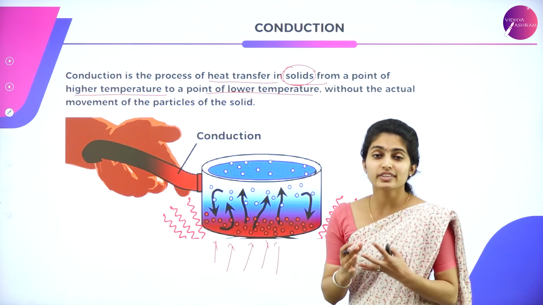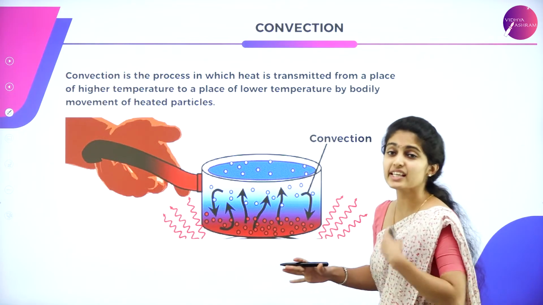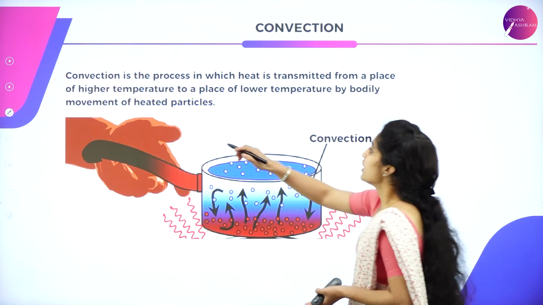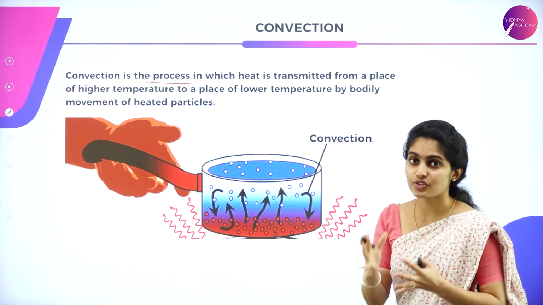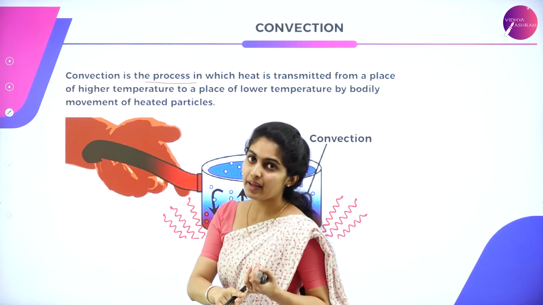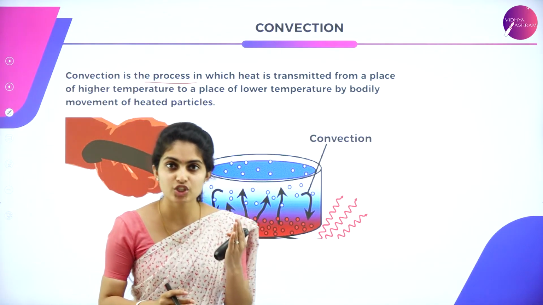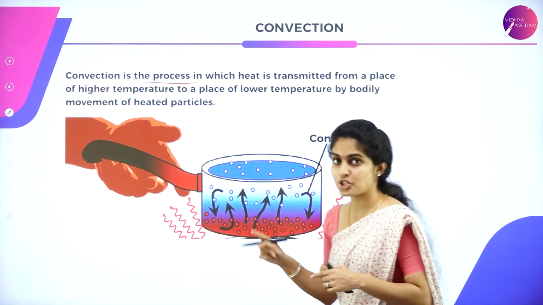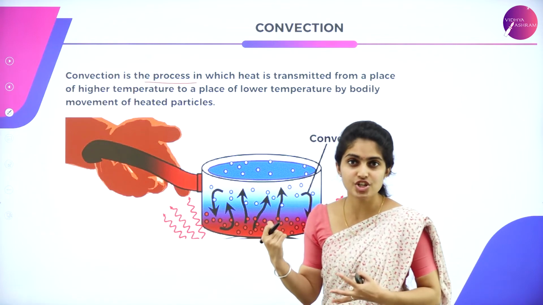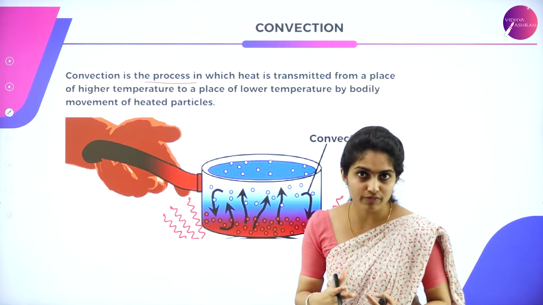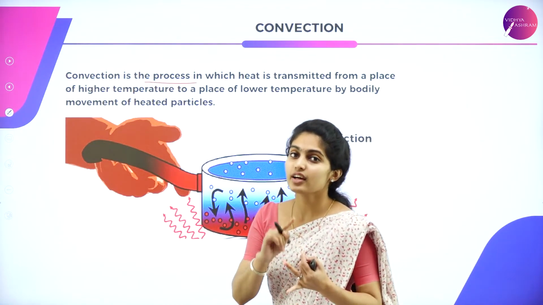When you're clear with what is meant by conduction, the same image goes for convection. Convection is a process in which there is heat transfer from one place to another, from a higher temperature region to a lower temperature region. In conduction there was no particle movement, but in convection, first conduction takes place, then convection takes place.